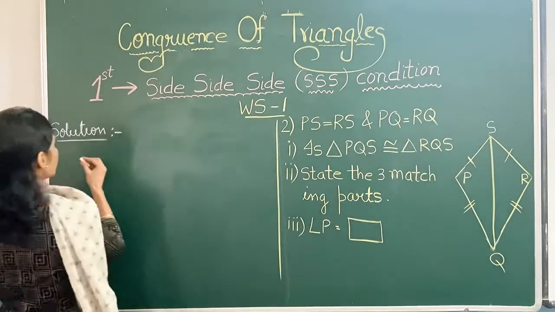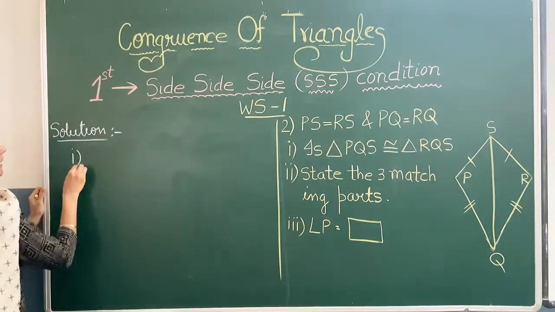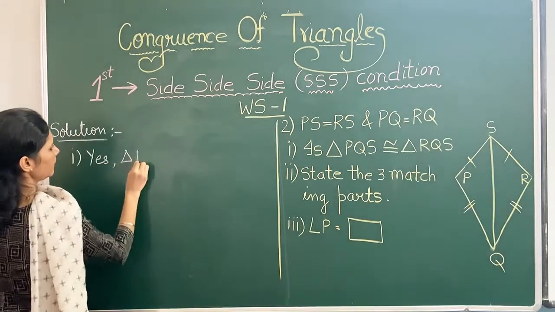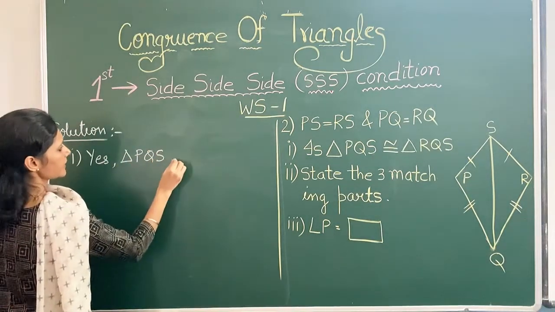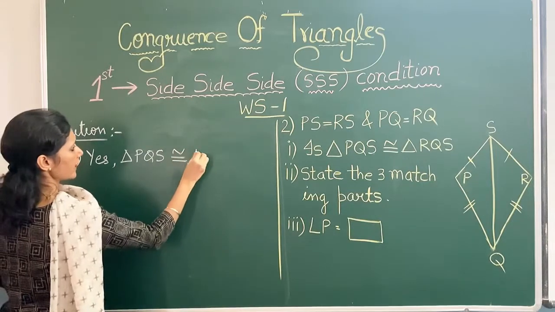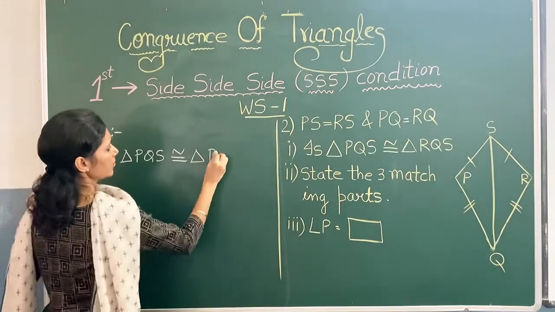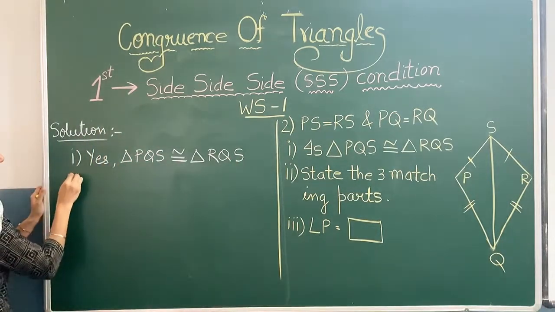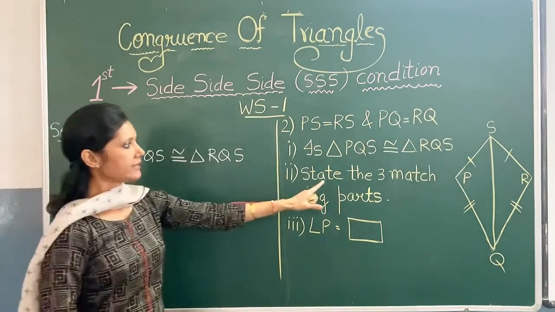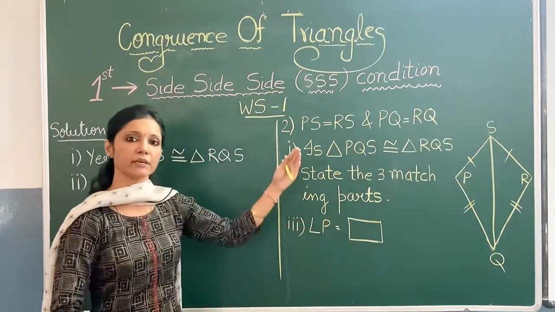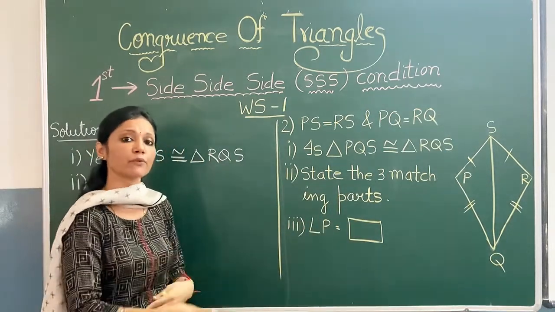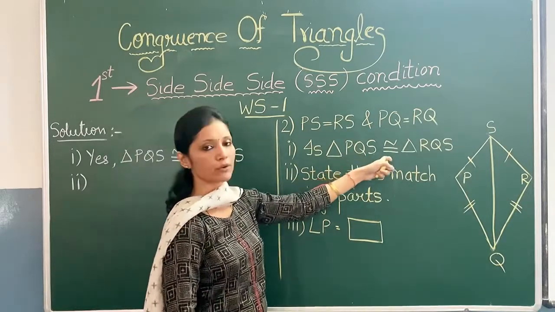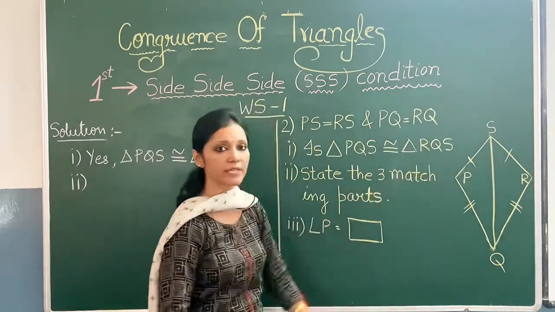So we will say the solution of the first part will be yes, triangle PQS is congruent to triangle RQS. Now coming to the second part, the question is state the three matching parts. The three matching parts with the help of which we arrived at the conclusion that triangle PQS is congruent to triangle RQS. So what are the various parts?